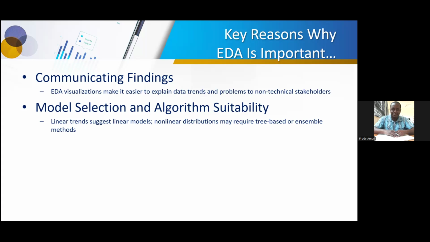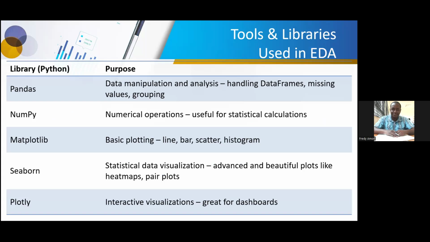So the last one of the importance is model selection and algorithm suitability. I think I talked a little bit about this. If you're doing exploratory data analysis and you see your data showing a linear trend, that means the model that you use for machine learning in your training, you'll use linear models. If your data is showing a non-linear distribution, then the algorithm that you'll go with in developing the machine learning, you'll use also non-linear. So basically you'll be able to see all that.